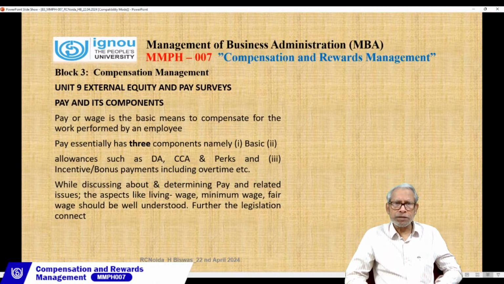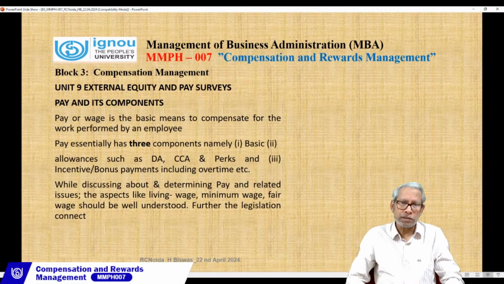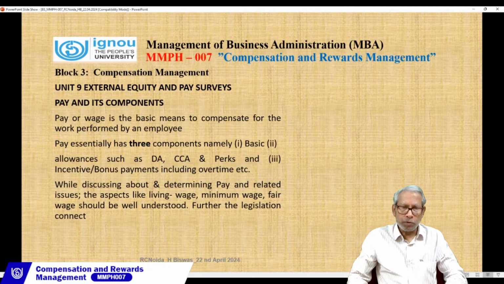While discussing determining pay and related issues, aspects like living wages, minimum wages, and fair wages should be well understood.